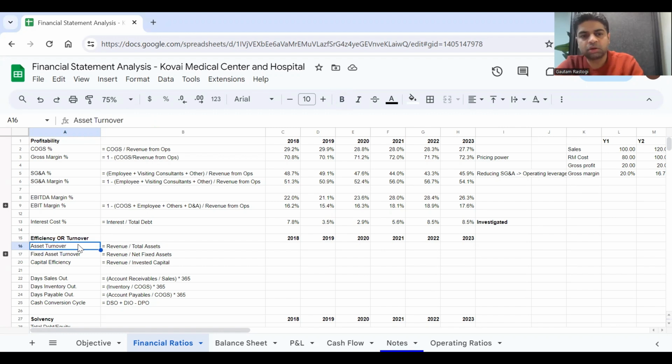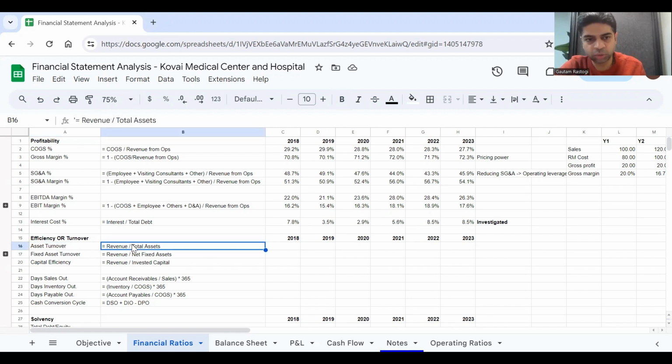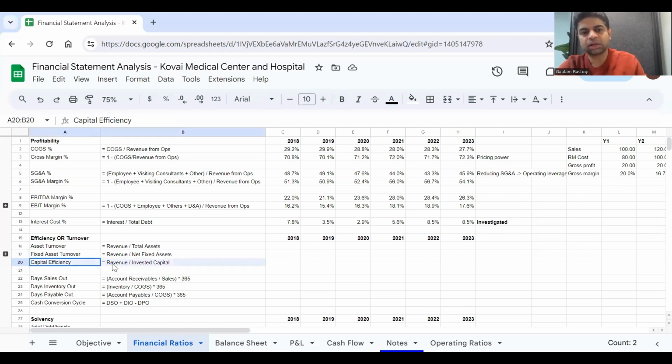And there are different turnover ratios to measure efficiency. One is the asset turnover ratio, which is sales by total assets. The other is the fixed asset turnover, the sales which the company is generating on every dollar of net fixed assets. And the third one is capital efficiency itself, which is basically sales divided by invested capital. We'll talk about this in a little bit more detail.